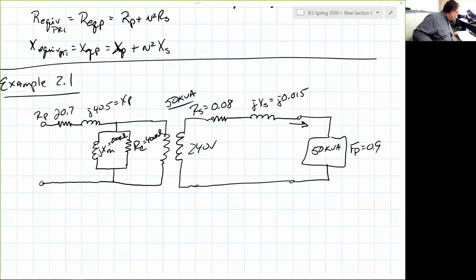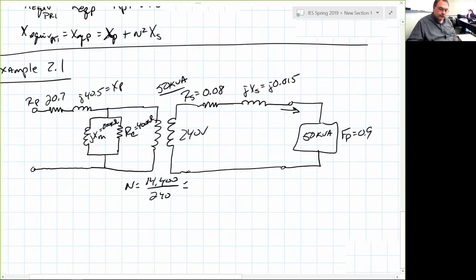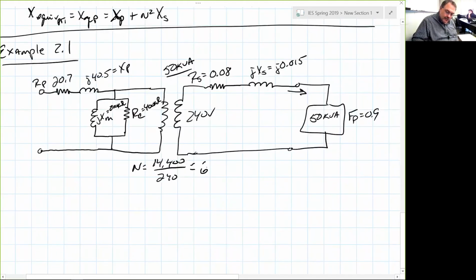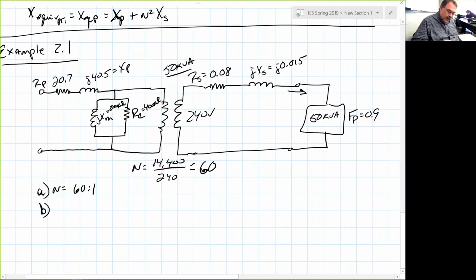The turns ratio, it's a rated 14.4 to 240. So what's that number turn out to be? 60? Yeah. So for A, n is 60 to 1. In B, they ask us for I secondary.